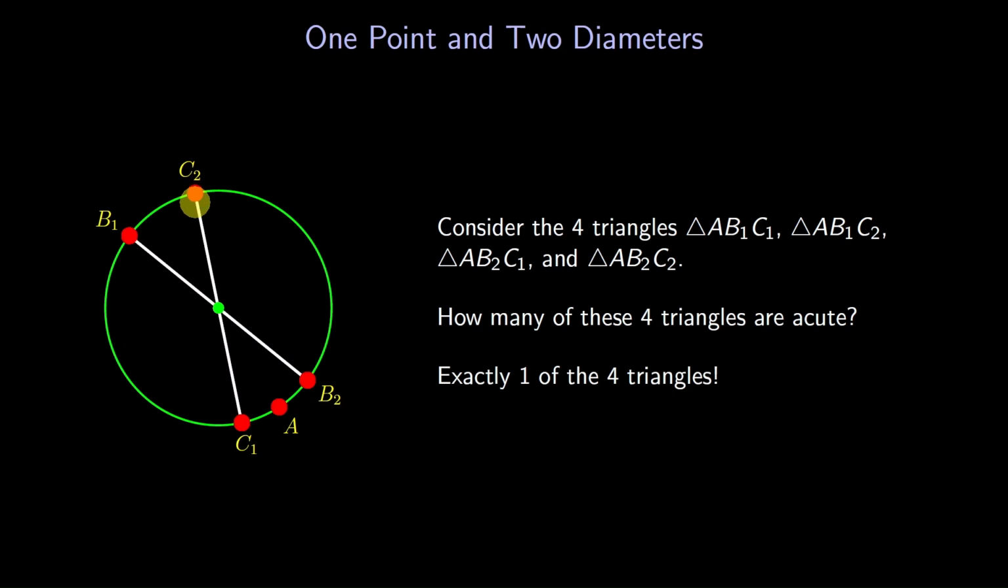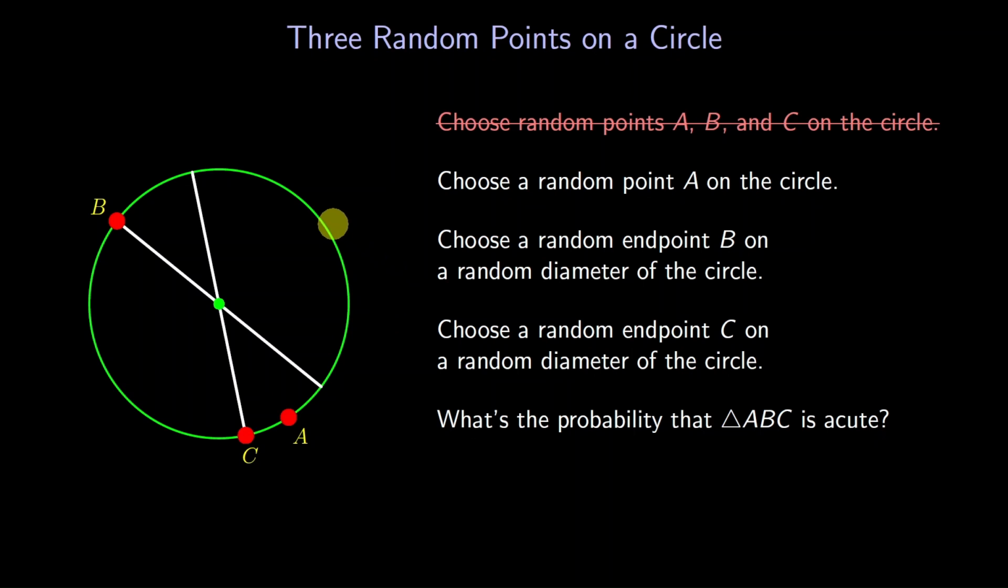Notice that this question was entirely deterministic, not random at all. It's a common tactic in probability to solve a random question by first solving a non-random question. Okay, let's go back to our random question. We have 3 random points A, B, and C on a circle. What's the probability that the triangle ABC is acute?